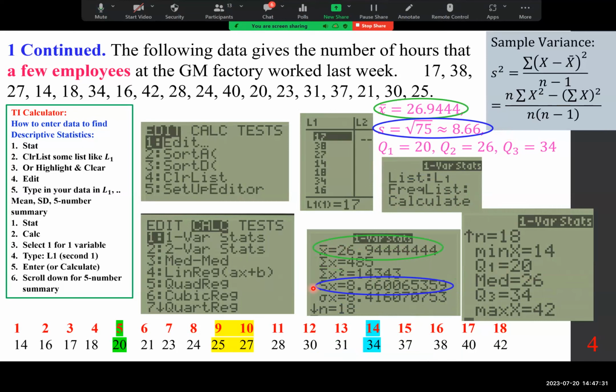S, or standard deviation, of course, with a lot more decimals here. Q sub 1, Q sub 2, and Q sub 3 are calculated here. Q sub 1, Q sub 2, Q sub 3. We also have the minimum and the maximum value. And this is when we want to do a 5-number summary and whisker plot.